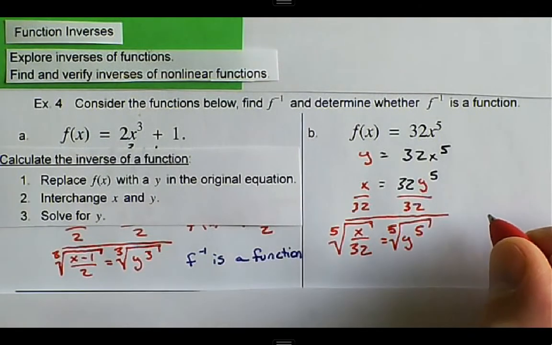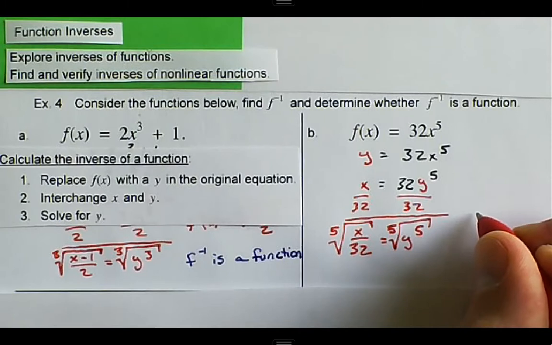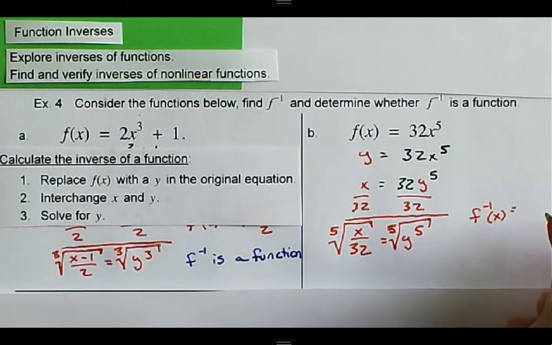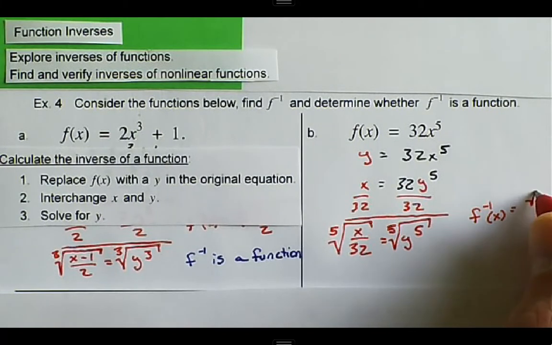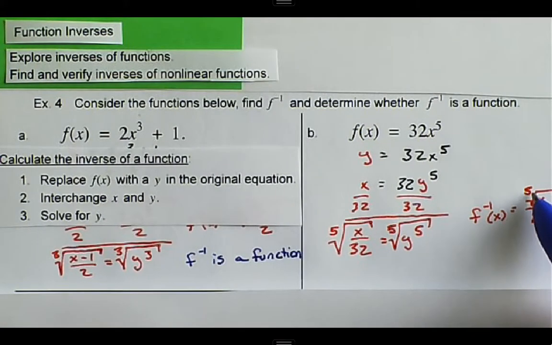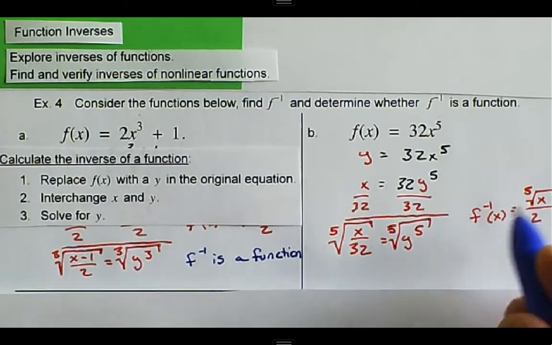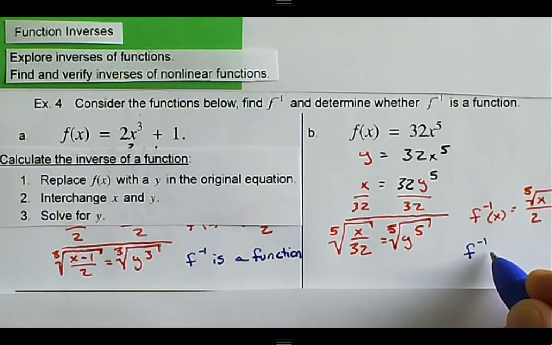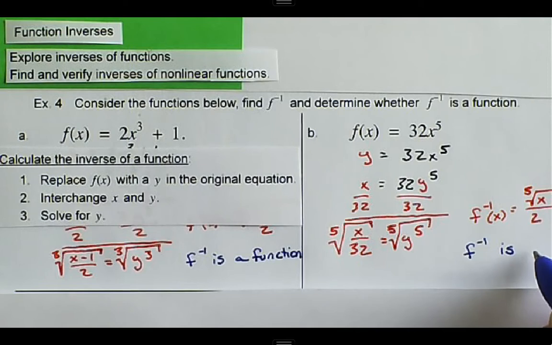So our function ends up becoming the fifth root of x over 2. And we notice that we have an odd radical here, so that does say that the inverse of the function is a function.